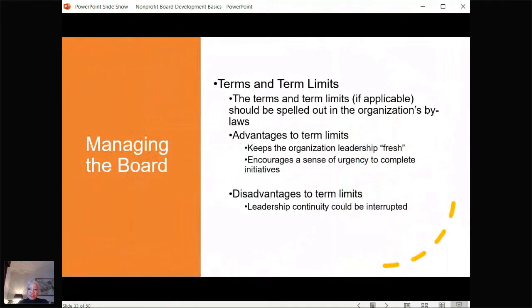Now, there are terms and term limits, and terms are the number of years that you serve, right? So sometimes you want to limit the number of terms to 1 term, 2 terms, or 3 terms. And sometimes you want to just go on and not have term limits. And there are pros and cons for each. The advantage for term limits is the fact that you keep your leadership fresh, right?